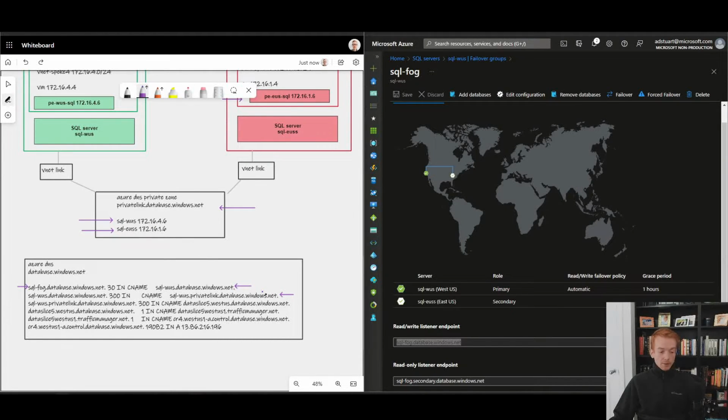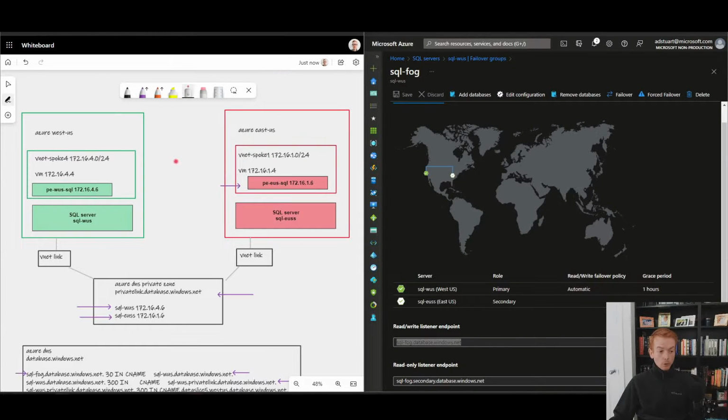If I'm not coming from a private VNet that's linked to my Azure DNS private zone, then the normal CNAME redirection that happens in public DNS will occur. So you see here there's some redirection that happens. Ultimately, it returns a public IP. But under normal conditions, if my virtual machine in the green box is looking up my failover group listener, it's going to get back the private endpoint here. It's 4.6. And we can demonstrate that.